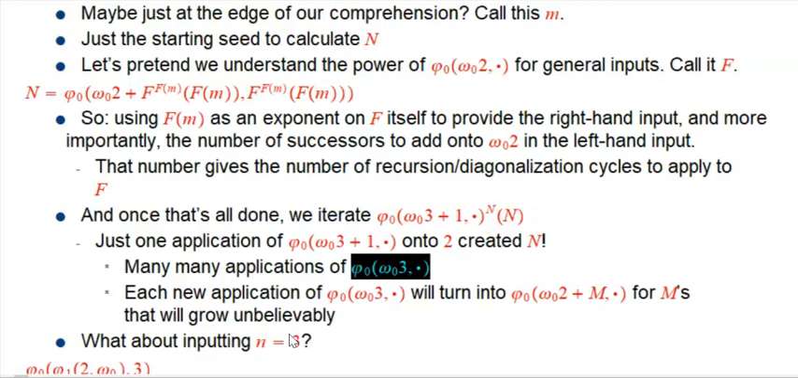That unpacks with many, many, many applications of phi naught omega naught 3, and each of those will turn into a lot more omega naught 2 plus m's. Those m's are going to make this incredibly large n look ridiculously small, because they're created out of a repeated process starting on n and getting much, much, much bigger. So that is pretty crazy big. Good place to stop this one.